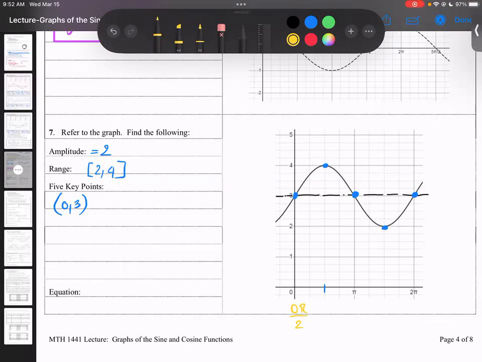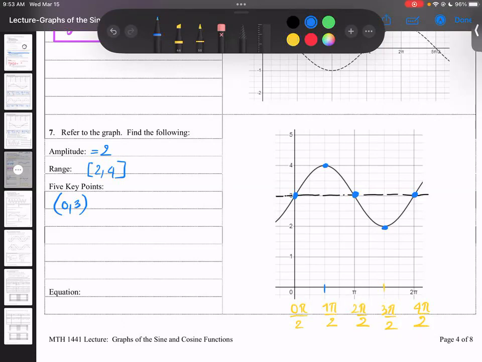And then the next one will be what? 1π/2. And the next one is 2π/2, which is the same thing as π, right? The third one is 3π/2. And the last one will be 4π/2. That's how I do it if I forget. You can memorize π/2, 3π/2, but that's how I make sure I never forget. I start with 0π, 1π, 2π, 3π, 4π, that's easy.